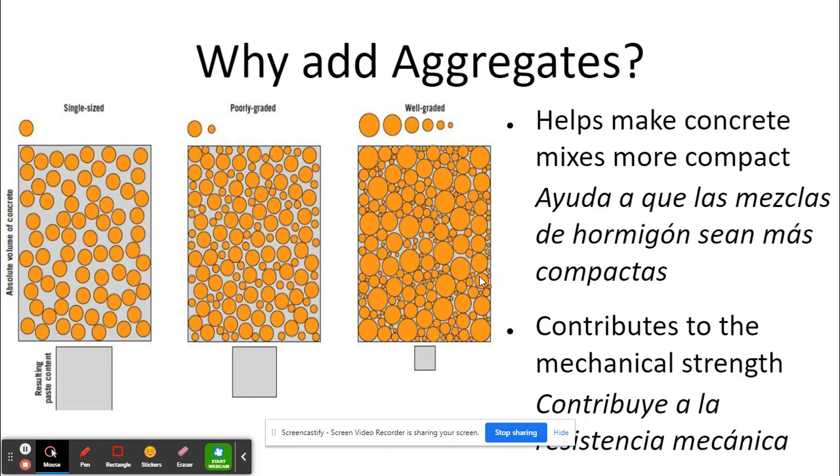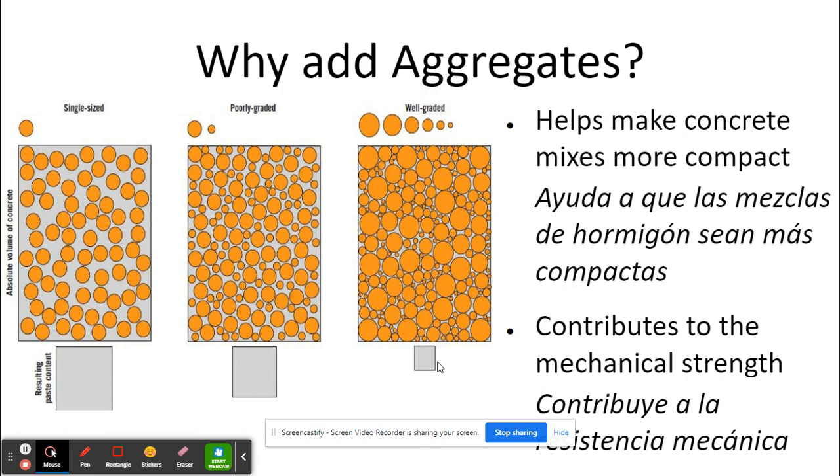Okay, so why actually are we adding them? What's the point of adding them in to help the concrete become stronger? So it helps make it more compact. So if we look at these pictures over here, these would be if everything was the same size. And down here, you can see all the gray area is like the plain cement or paste that's left over. And as you keep adding more and more, both larger and smaller ones, you can see that they become more compact, meaning that these circles are able to fill in all these tiny little gaps. They can become closer together.